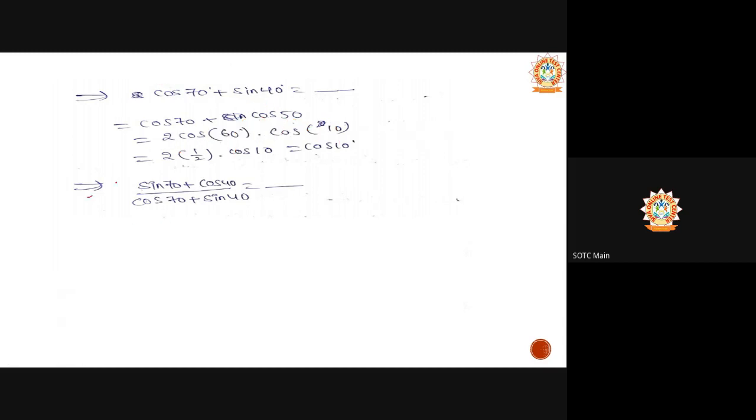Now try to solve this question. Sin 70 plus cos 40. Cos 70 plus sin 40. If you want to convert this sin into cos or this cos into sin, just convert all into cos. That will be very easy. Here what happens? Cos 20 comes. What will this come? Cos 50. Tell me what is the final answer. One, sir.